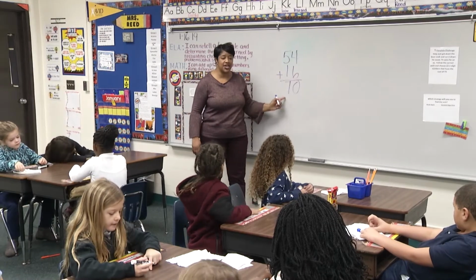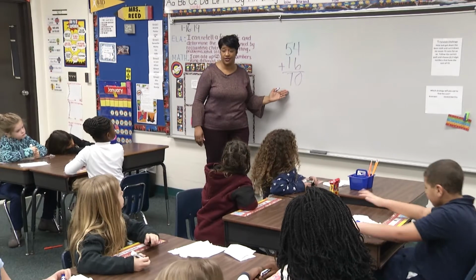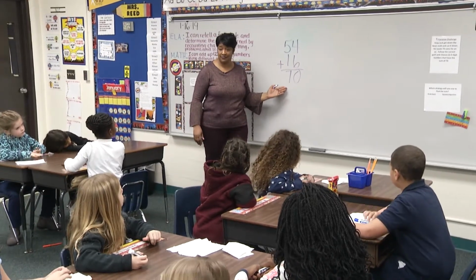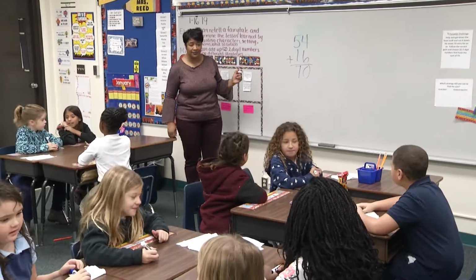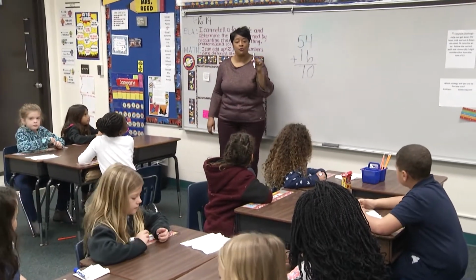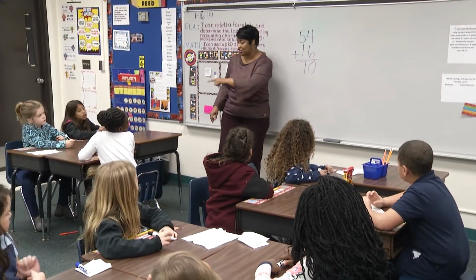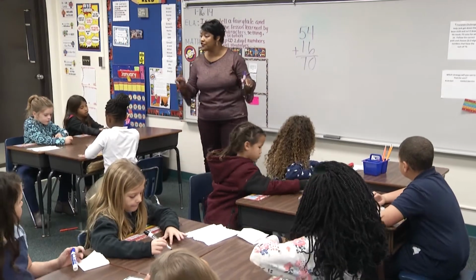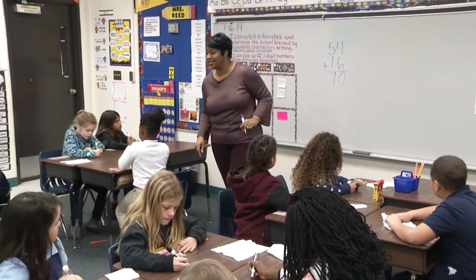Plus 16 equals 70. What method did I use, or what strategy did I use? Talk to your team. Standard algorithm. Okay, standard algorithm. I would like you to show me or prove to me that my answer is correct by using the strategy you want to use. Prove to me that 54 plus 16 equals 70.